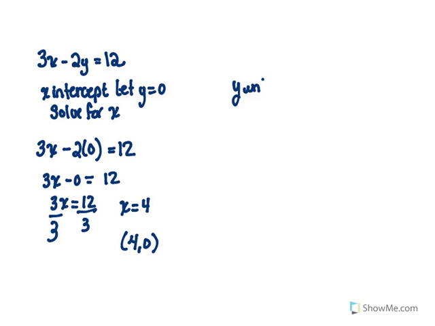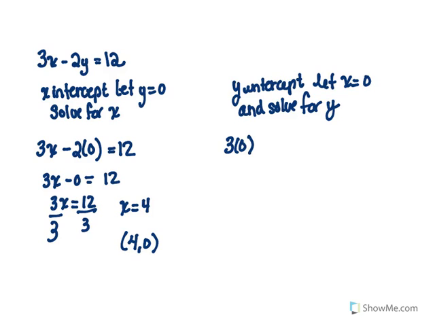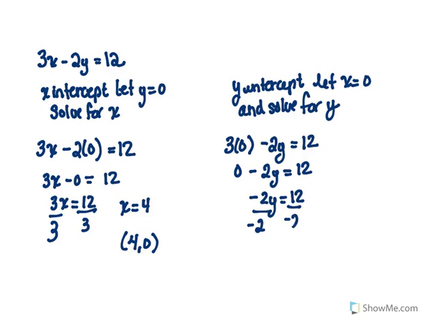Now for the y-intercept, we are going to let x equal 0 and solve for y. So I'm going to do 3 times x, which is 0, minus 2y is equal to 12. Well, this just becomes 0 minus 2y equals 12. So I get negative 2y equals 12, and I divide by negative 2. So y is equal to negative 6. So that point, remember, is the point (0, -6). And that would be the b that we're looking for if we were putting it in y equals mx plus b.